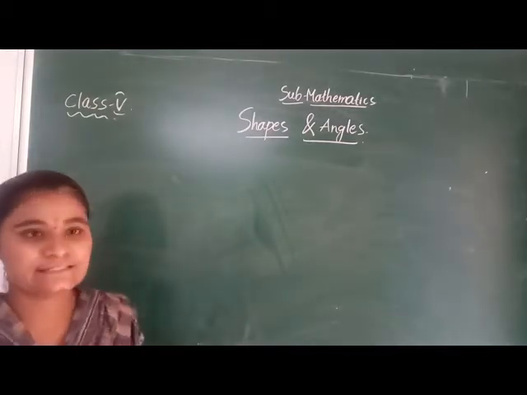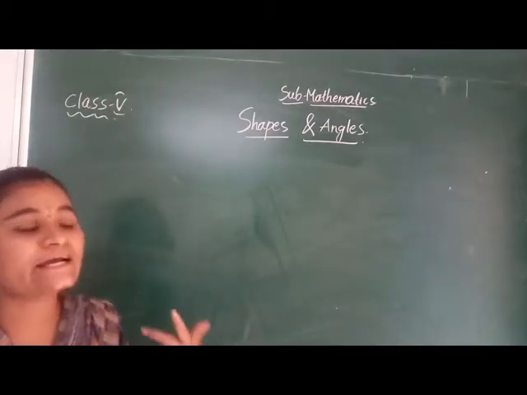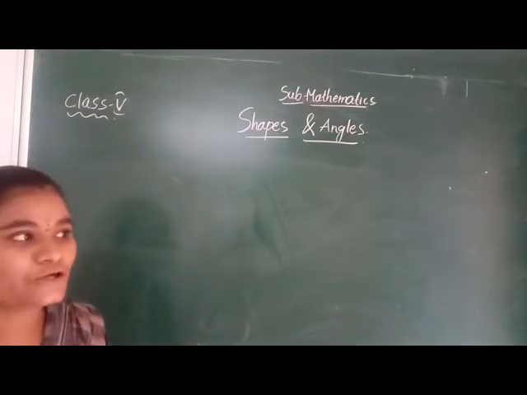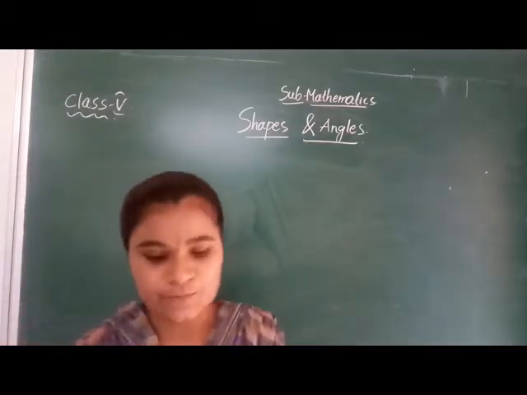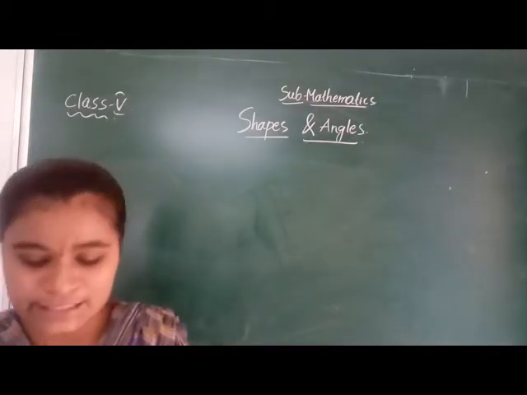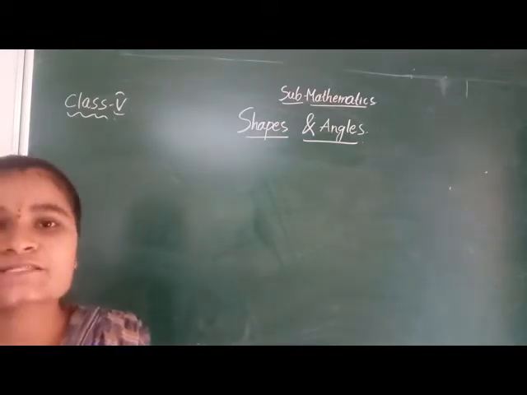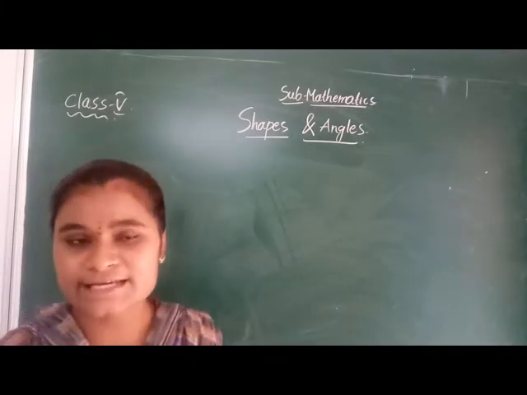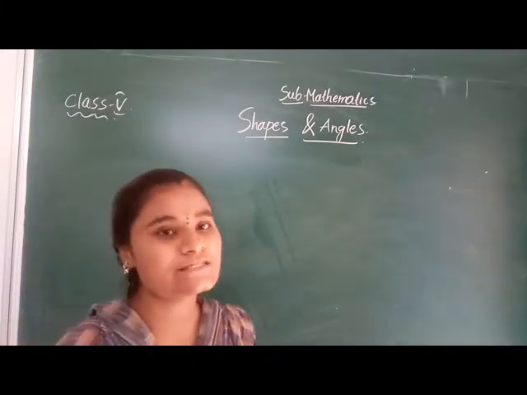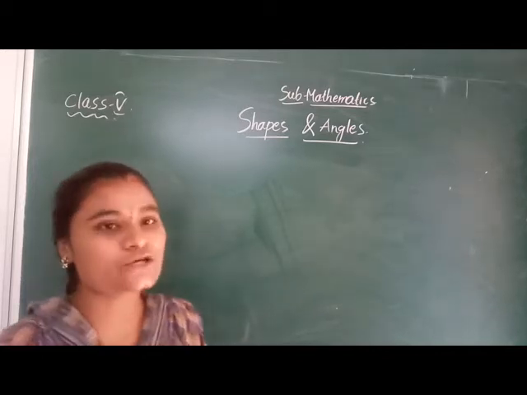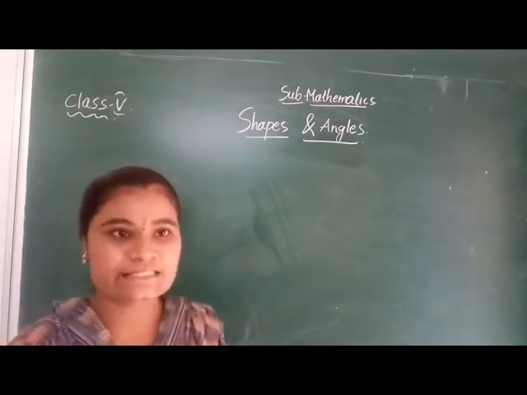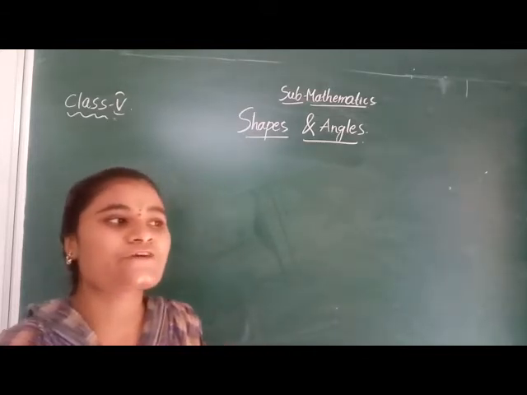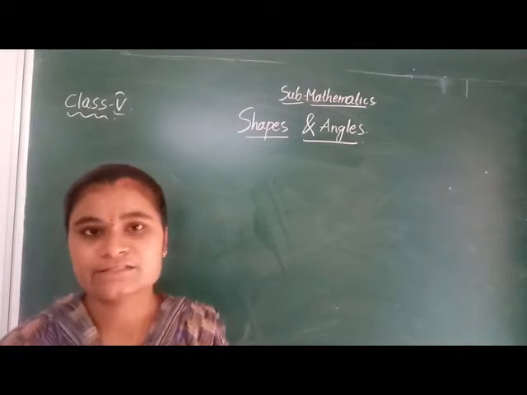3D shapes consist of length, breadth, and height. Examples of 3D shapes are cube, cuboid, sphere, cone, and cylinder. First, what is a cube? It has 6 faces, 8 corners, and 12 edges. Each face of a cube is a square. Next is cuboid. It has 6 faces, 8 corners, 12 edges, and each face of a cuboid is a rectangle.